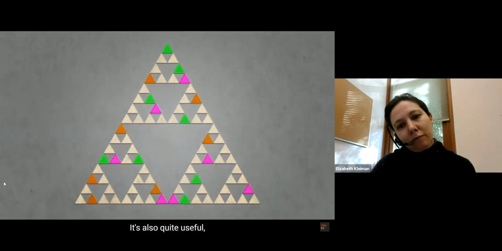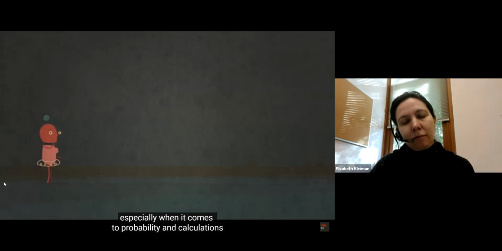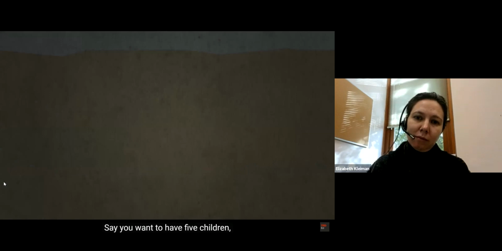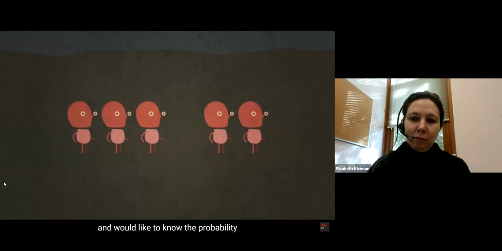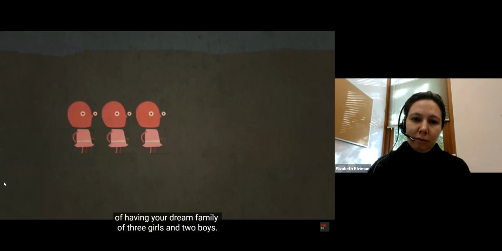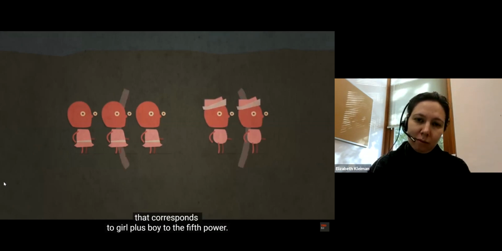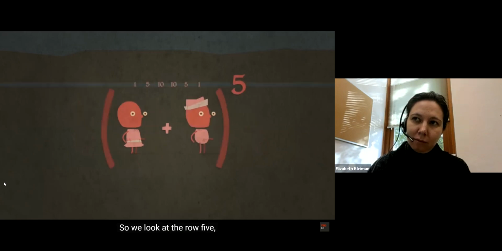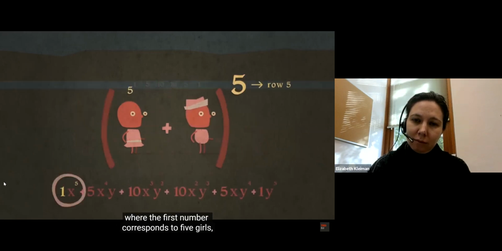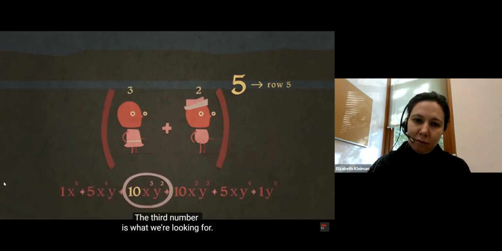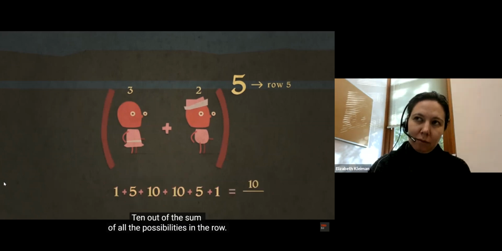This triangle isn't just a mathematical work of art. It's also quite useful, especially when it comes to probability and calculations in the domain of combinatorics. Say you want to have 5 children and would like to know the probability of having your dream family of 3 girls and 2 boys. In the binomial expansion, that corresponds to girl plus boy to the 5th power. So we look at the row 5, where the first number corresponds to 5 girls and the last corresponds to 5 boys. The third number is what we're looking for, 10 out of the sum of all the possibilities in the row. So 10 over 32, or 31.25%.